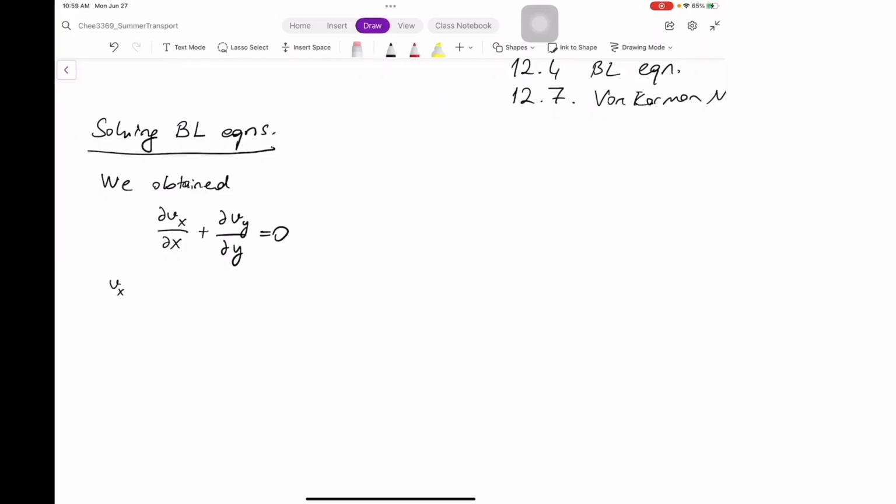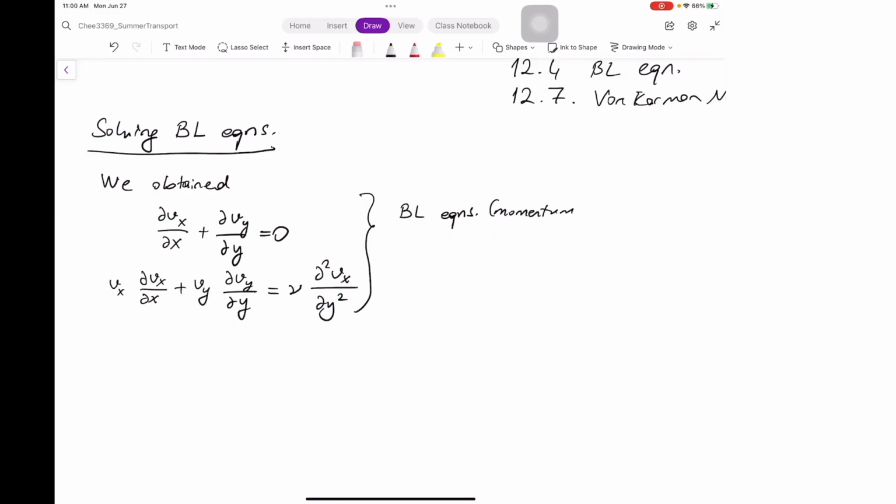Vx del Vx over del x plus Vy del Vx over del y is equal to nu del squared Vx over del y squared, right? And that's the x momentum equation. We made use of the y momentum equation, but we don't need to rewrite it because we made use of it to neglect the pressure terms, right? These are our boundary layer equations for momentum transport.